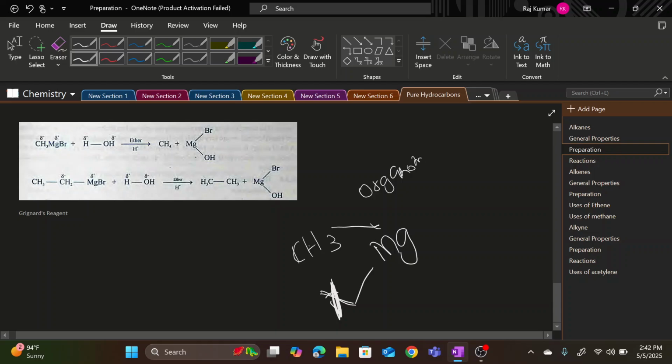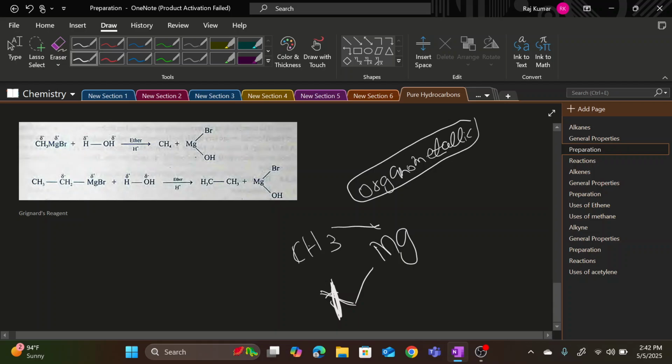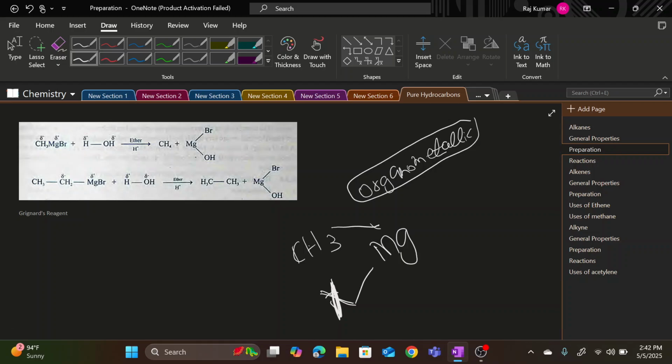And that organometallic compound has very important uses. It can produce various industrial products. It can even produce alkanes. So whenever you put Grignard's reagent, methyl magnesium bromide for example, in water or dilute acid, at that point we will get methane, and we'll get bromo magnesium hydroxide.